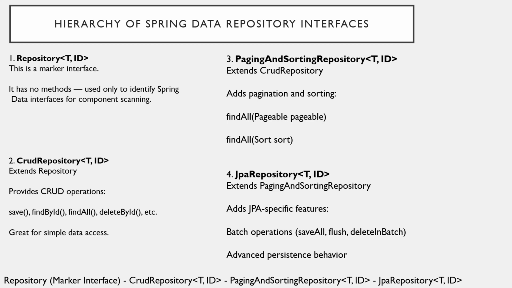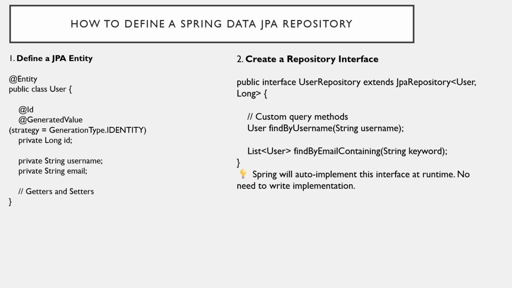Now this is going to extend the pagination and sorting repository. Along with that, it adds some specific features like batch operations. We have save all, flush, and delete in batch, right? Advanced persistence layer behavior is given to us. If you look at the hierarchy, the root is the repository, and ultimately JPA will have all this functionality. Now, when it comes to practically implementing this, how do you define that JPA repository?